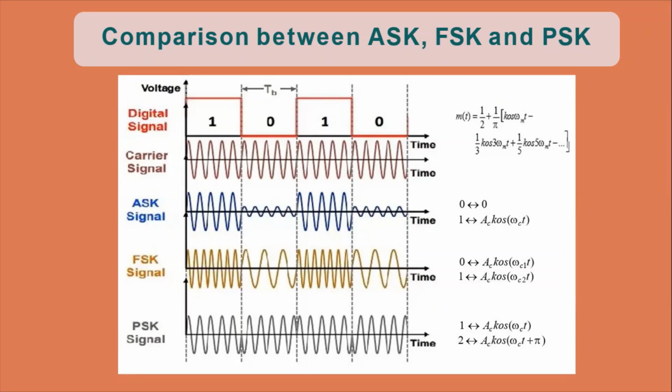When the digital signal is set high, equal to 1, ASK will be high in amplitude, while FSK will be high in frequency. When the digital signal is set as low, the amplitude of ASK will decrease and the frequency of FSK will decrease as well. While for PSK, the signal will be shifted 180 degrees at the edge when the digital signal is set from 0 to 1 or 1 to 0.